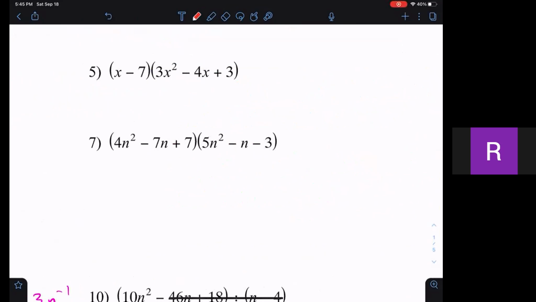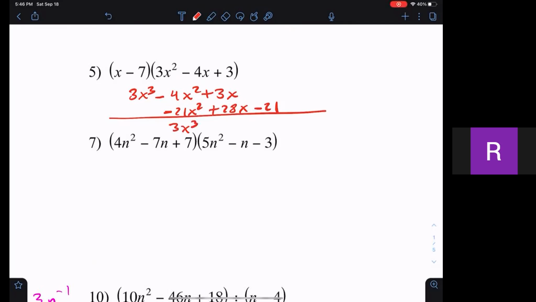So 5, we have to do 3x cubed minus 4x squared plus 3x minus 21x squared plus 28x minus 21, right? So you just combine, right? And then this is going to be this thing, right? So that should be the answer. That's correct. Next.